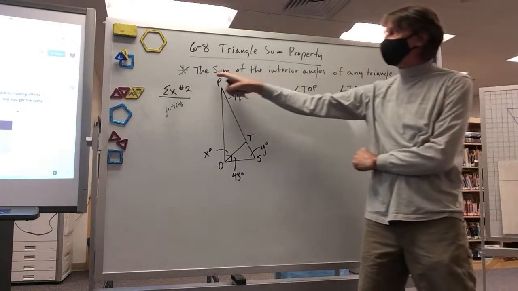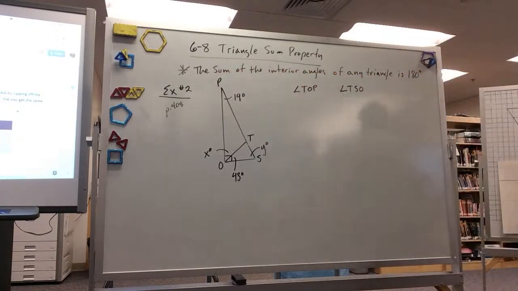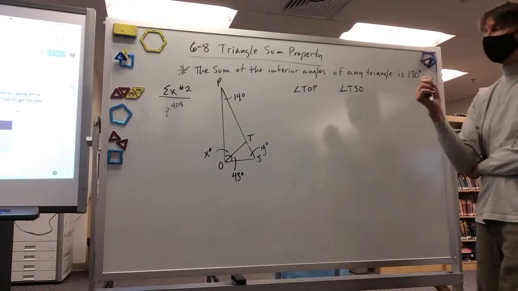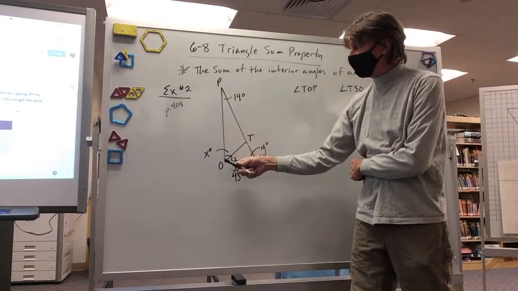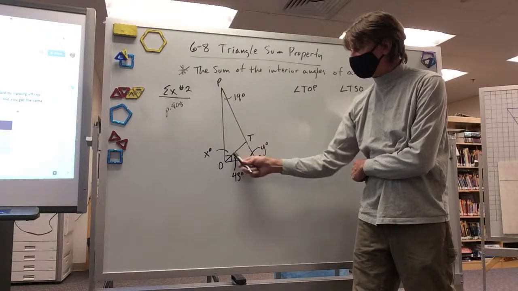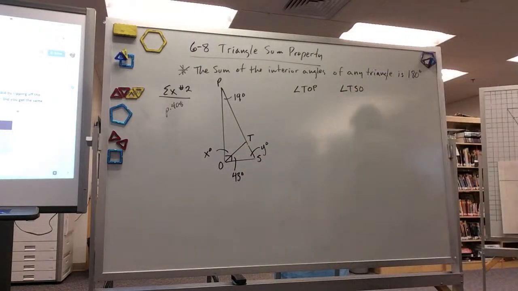So what about the one that's written up here, the sum of the interior angles of any triangle is 180? Might that relate to this? Yeah, you've got triangles. So any triangle up here that you have, the sum of the measures is 180 degrees. So angle P, angle POS, and angle S have to add up to how many degrees? 180.